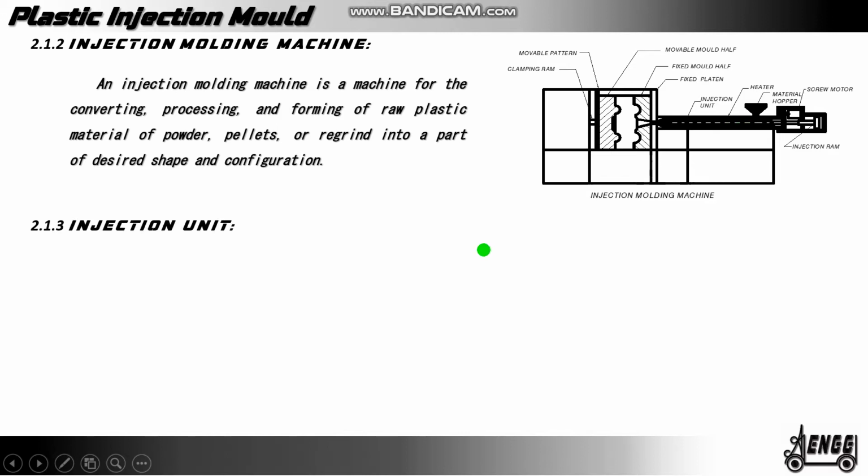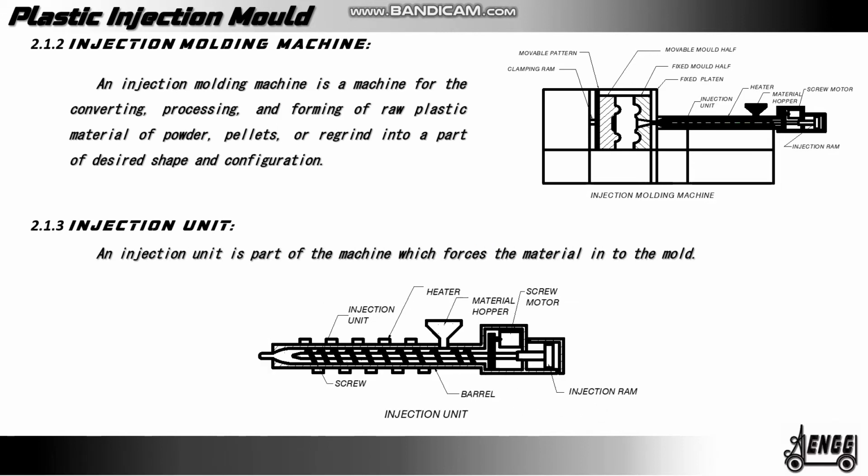Injection unit. An injection unit is the part of the machine which forces the material into the mold. In the picture we can see that in the injection unit we have a screw inside a barrel. A heater covers the barrel. We have a material hopper and a screw motor which turns the screw to push the material into the mold.